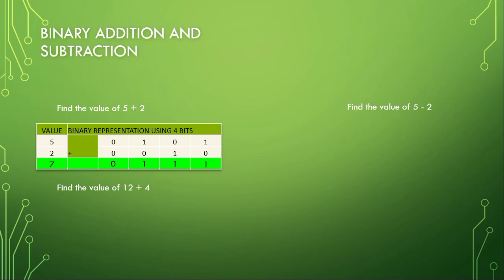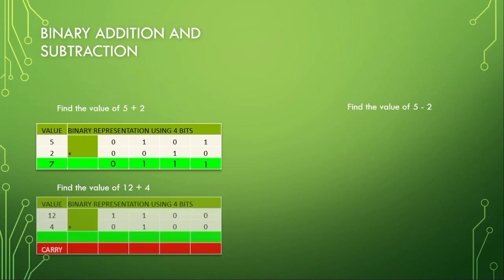So let's try finding 12 plus 4. Now notice that we have a carry section here, and that will be very important later on. But right now, try to follow me as I go about it. So here we have 0 plus 0 is equal to 0. 0 plus 0 is also equal to 0. 1 plus 1, right, is equal to 2. But the binary representation of 2 is 1, 0. So we get 0 and then we carry 1, like that, right? Good. So 1 plus 1 is equal to 2.